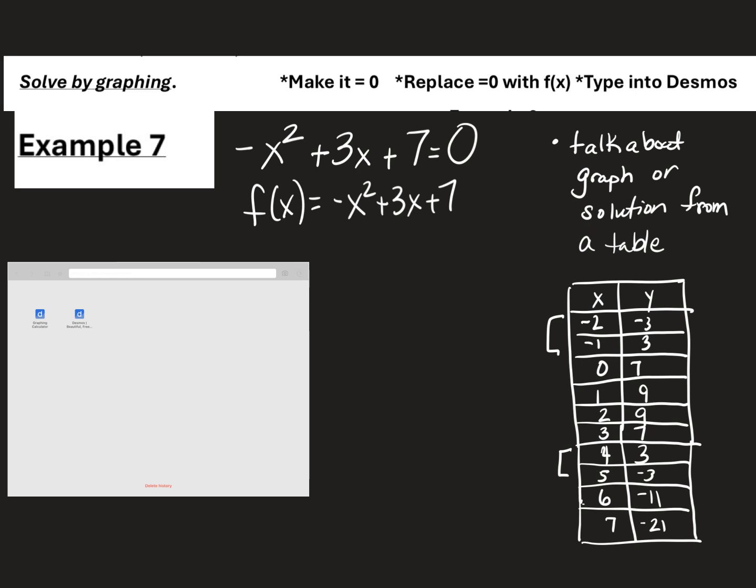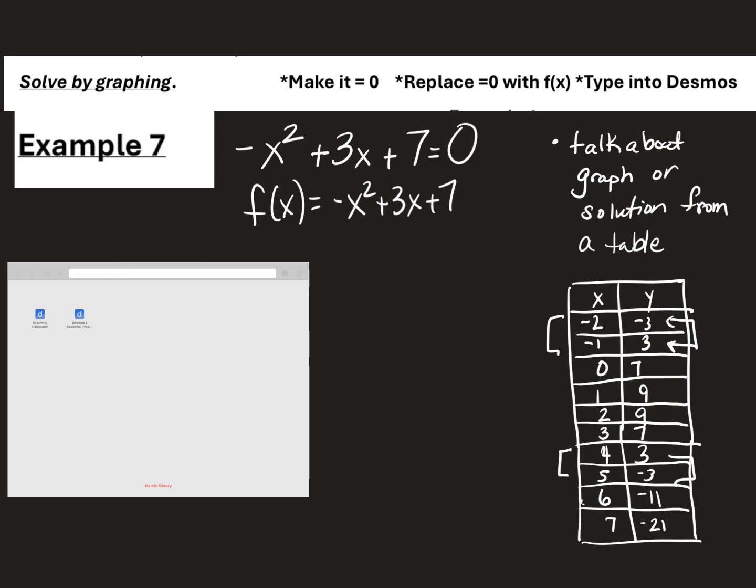Now, how can I tell that by looking at a table? Well, you can tell where the sign changes, from negative to positive or positive to negative. So if you look here, the sign for the y in the y column changed from negative to positive. So that tells me my solutions lie between -1 and -2. And then looking down the y, 7 is next, 9, 9, 7, 3, -3. So it changed from positive to negative. So that's how I know that my graph crosses the x-axis between 4 and 5, because our sign changes from positive to negative.